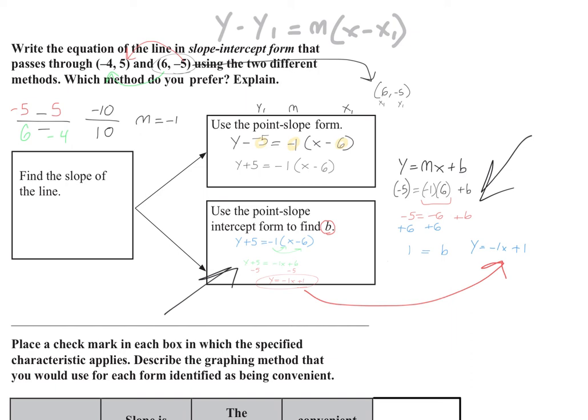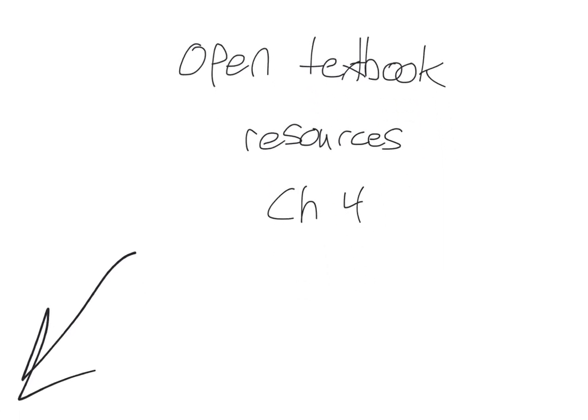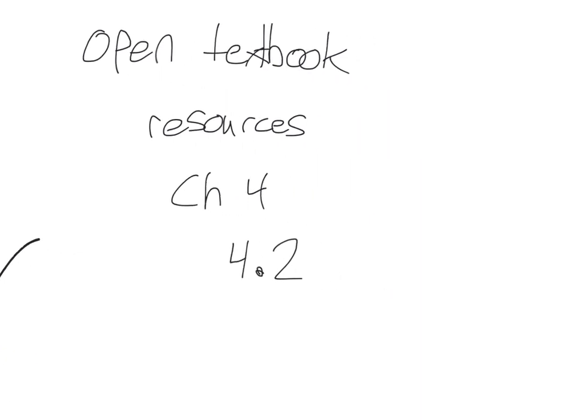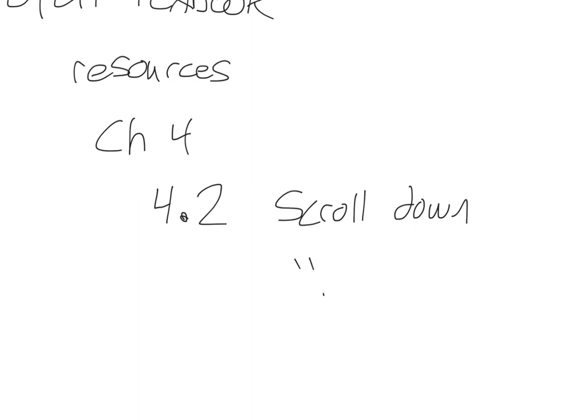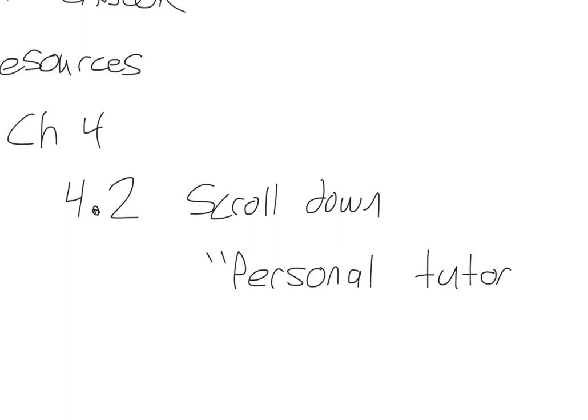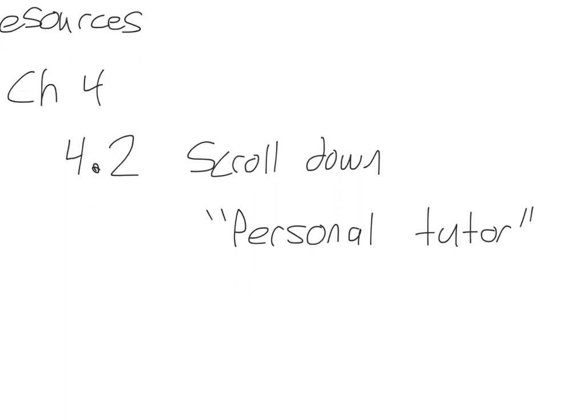What you need to do now is you need to go to your textbook. You need to open your textbook. You need to exit your book. If you're in the actual iBook, you need to exit it onto the main page. You need to go to Resources. You need to go to Chapter 4. You need to go to Section 4.2. You need to scroll down till you see Personal Tutor. And you need to watch the 4.2 videos.